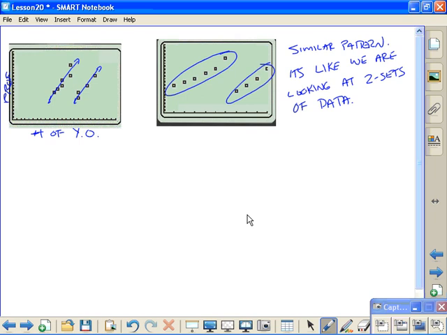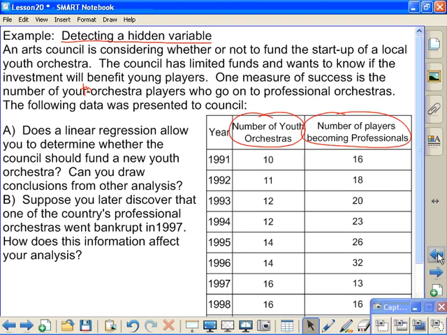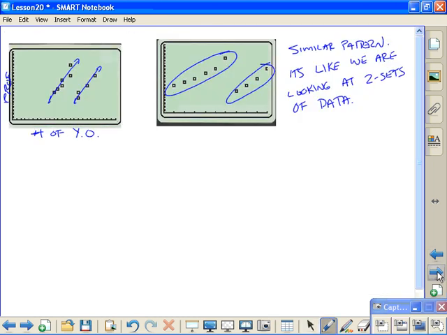So what that tells you is that something's going on. There's something that's occurred here that has created this disjoint. There's not a continuum between the two. So we go back to the original question A. Does linear regression allow you to determine whether the council should fund a new youth orchestra? At this point, I'd say for part A, no.